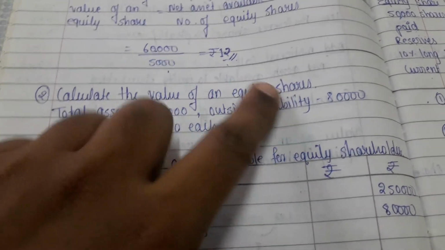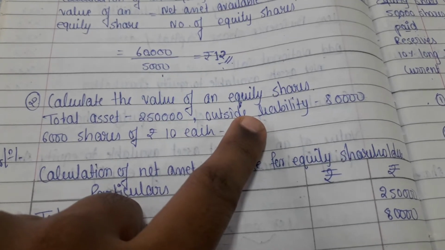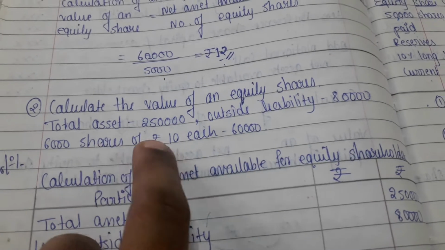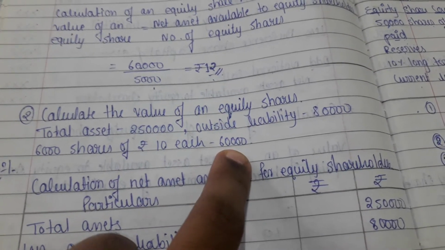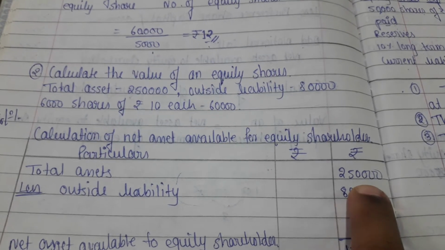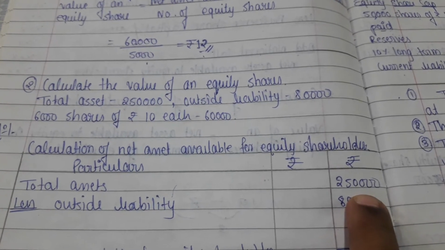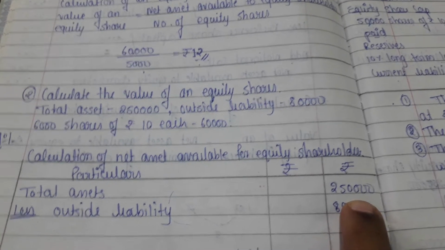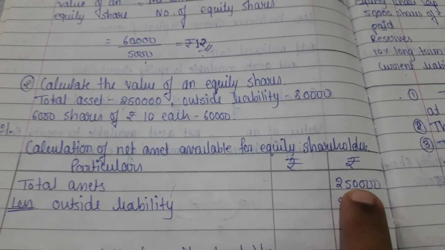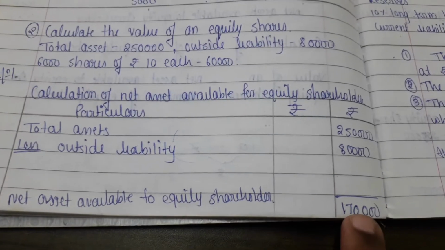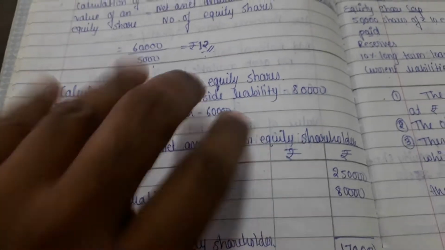Okay, calculate the value of an equity share, that is total assets 2,50,000. Outside liability, again they have given in a similar way, 80,000. And 6,000 shares of rupees 10 each, which will come down to 60,000. What we have to do? We have to apply directly. We need not worry about much of the things, because they have not given us separately what the total assets comprise of, current, fixed assets and all. So directly total assets 2,50,000 minus 80,000 will come down to 1,70,000. That is the net asset available.